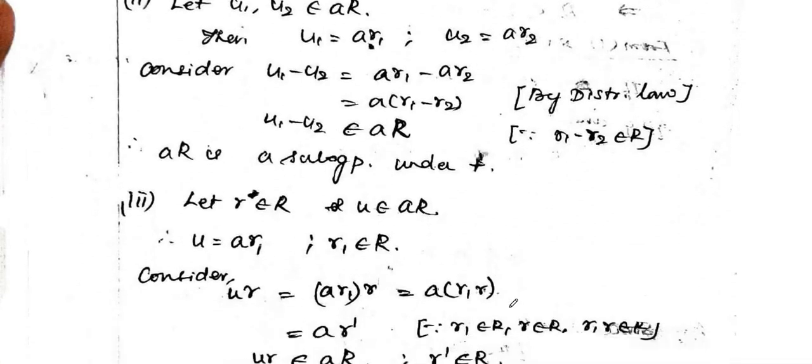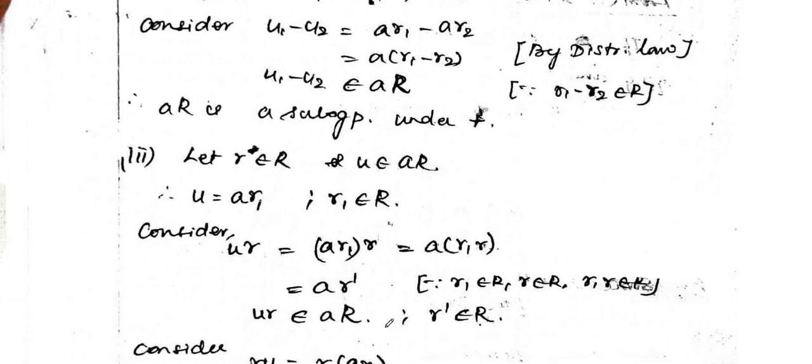Next, we consider r in R and u in aR. Being a member of aR, this u can be written as u equal to ar1, where r1 belongs to capital R. Now, we shall consider ur. u is replaced by ar1 and this r is retained as such. By associativity, we have this to be a into r1 r. But r1 and r are all members of capital R, and therefore, because R is a ring, this can be named as some r prime, which is a member of capital R. So this is of the form ar prime, something like that. That is how you have the elements of aR. So ur is a member of aR.